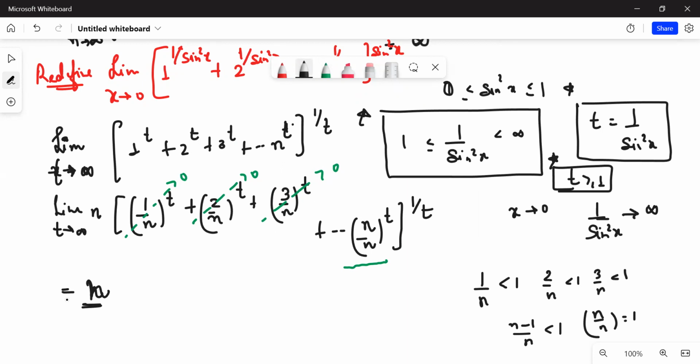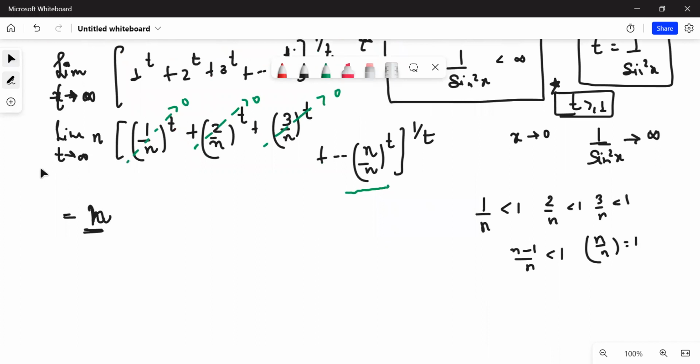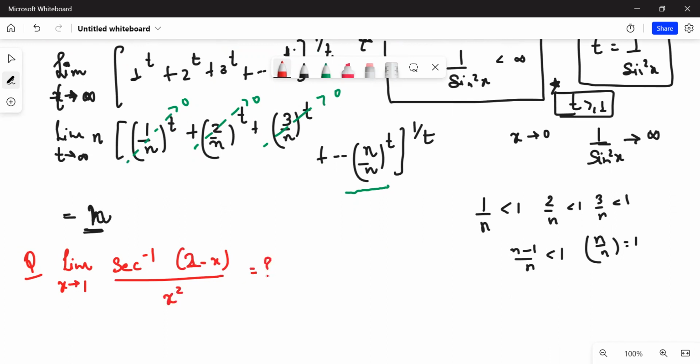Is that clear? Okay, good. Now, just give me a minute. I'm just giving you a question. You try to do this question, and I'll give you around 1 minute to solve this. If you can think of this question, then it is good. If you cannot think, then it's fine, I'll do it for you. Just find me this limit: limit x tends to 1 secant inverse of (2 minus x) divided by (1 minus x) whole squared. Just take a minute or so and try to solve this.